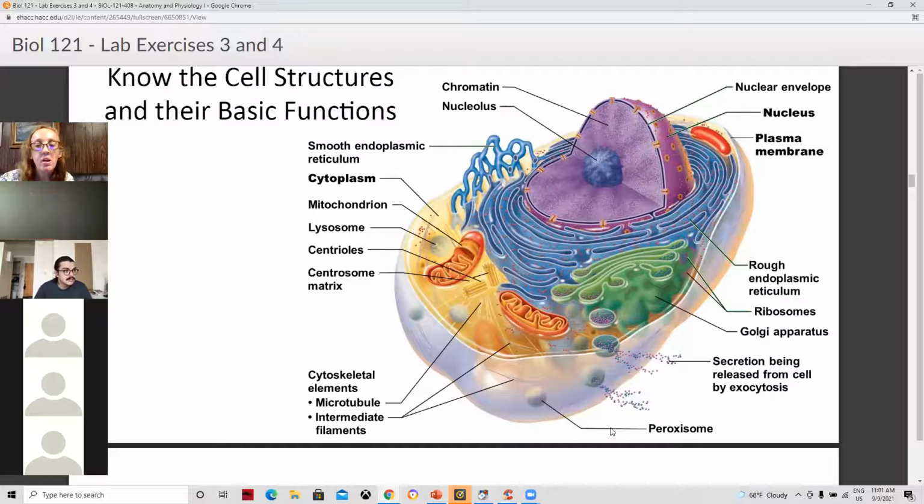Peroxisomes. If you're familiar with hydrogen peroxide, I know that some of you work in a healthcare field. Have you ever used hydrogen peroxide to clean up blood or yucky stuff? Yes. Why do you use hydrogen peroxide? It bubbles the blood out of the fabric. It's really good at getting blood out of fabric. Yeah, I've learned that myself.